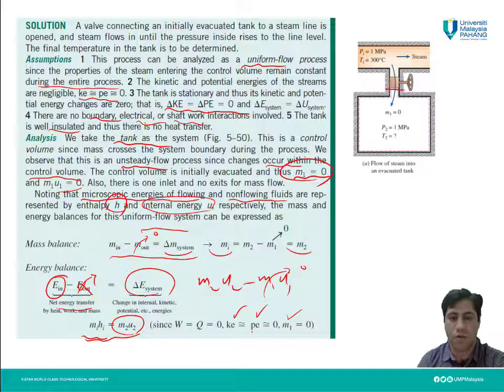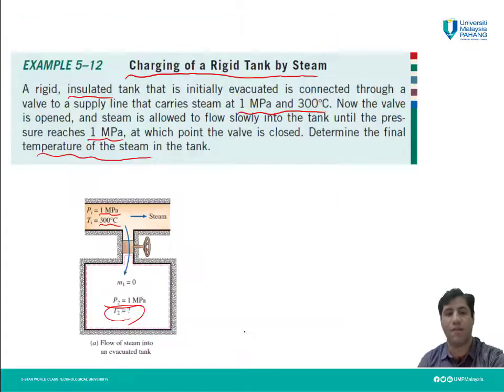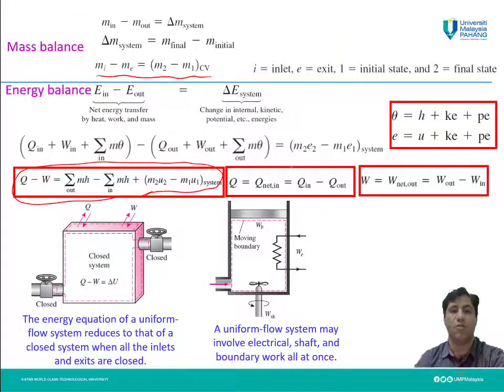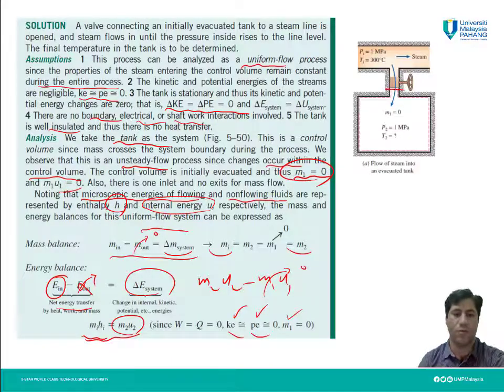And this is because we don't have any change in kinetic and potential energy. If we had them, we would need to include them as well, as we discussed earlier. But we don't have them, so we can ignore them. So mi hi will be equal to m2 u2. So we have the general equation.